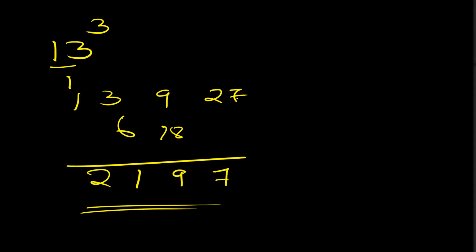Now I'm supposed to add them. So for 27, 7 will be here and 2 will be the remainder. If I add this, I'll get 29. So 9, and again 2 will be the remainder. If I add them, I'll get 11, so again 1 is the remainder. If I add this, I'll get 2.